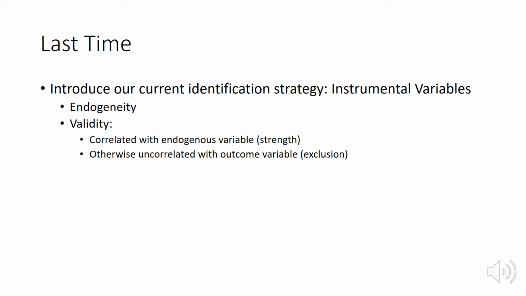So we introduced this concept called instrumental variables, and there were two things in particular that made an instrumental variable valid. One is the strength of the instrumental variable. It should cause the thing you're trying to instrument for. It should have some correlation with the endogenous variable.